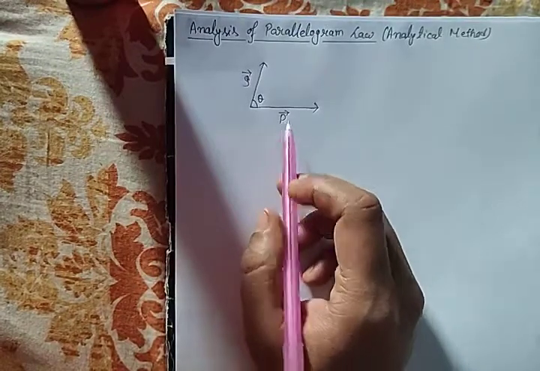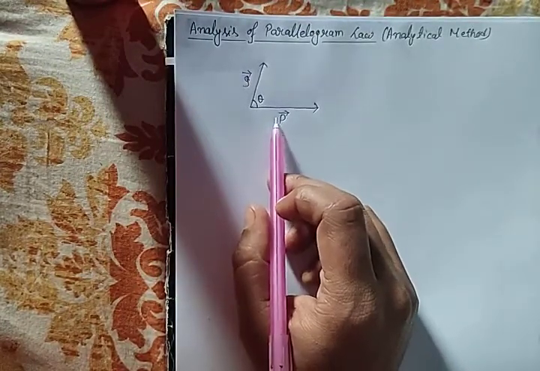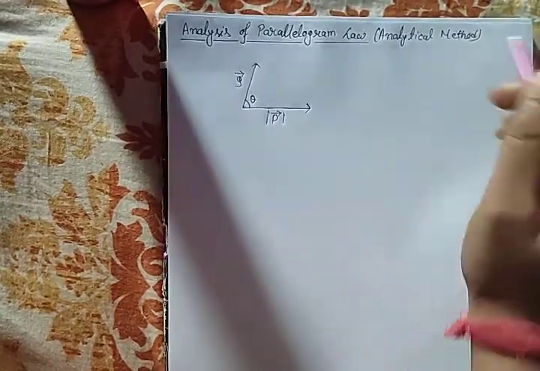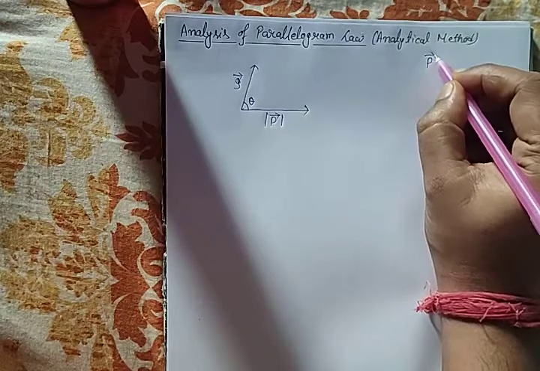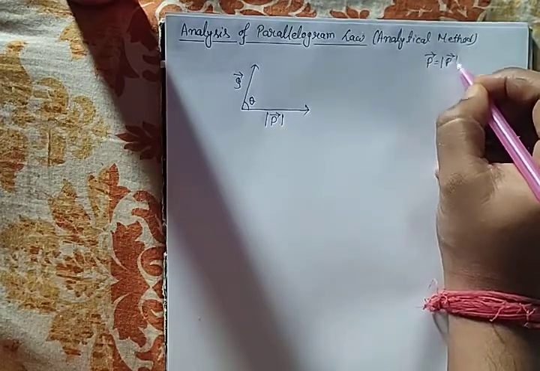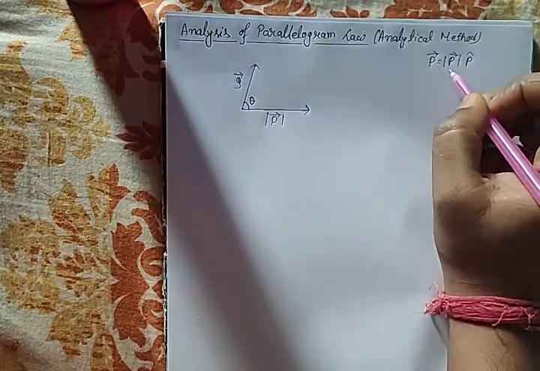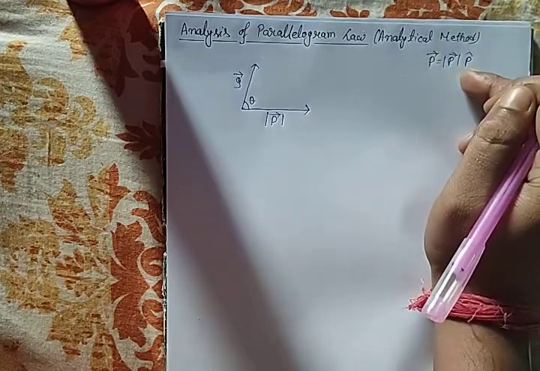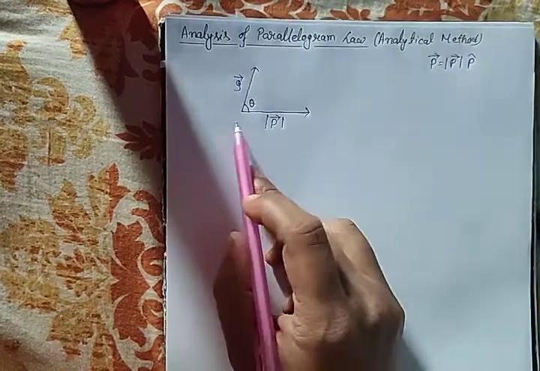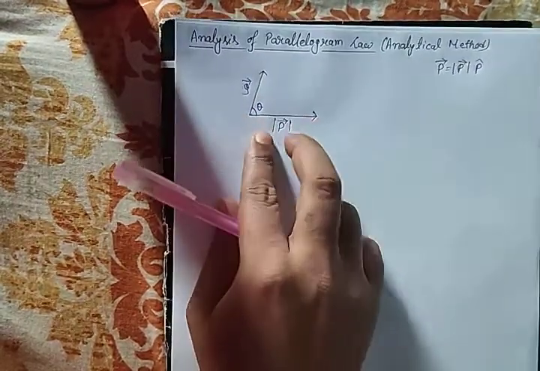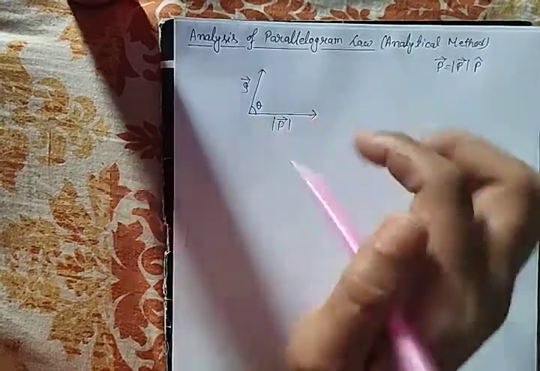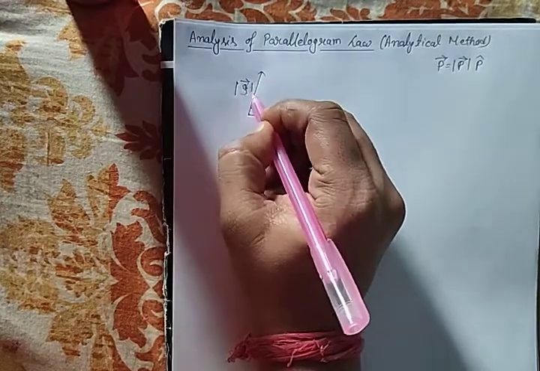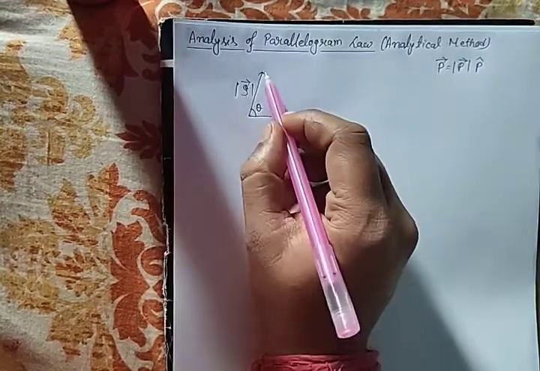Now first, if this vector is P, then the value of this vector will be mod P. Why? Because a vector has two parts. One is the magnitude part, one is the direction part. The magnitude part is written as mod of P, and the direction part is written as P hat. So if this vector is P, the value of this vector is mod of P. Similarly, if this vector is Q, the value of this vector will be mod of Q.